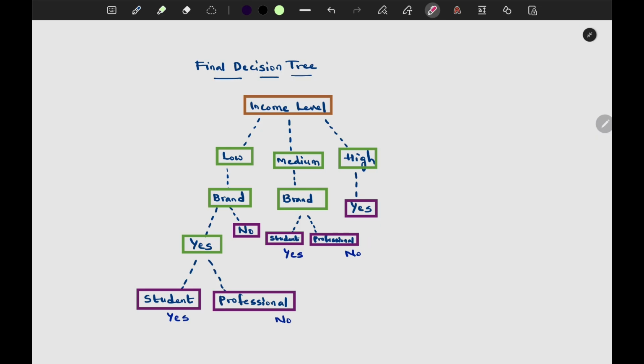So here mine is a small data set, but if you are having a large data set with many features, you'll be calculating the overall entropy in the first step, and then you'll be calculating the entropy for each individual feature, whether you're having yes or no classification, or student or working professional, depending on the feature. Finally you will calculate the information gain. Based on the highest value of the information gain, you will be splitting accordingly.